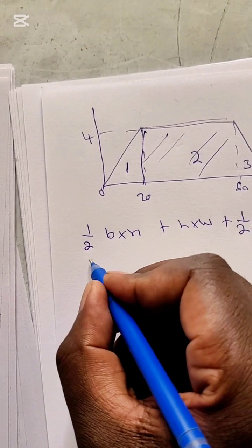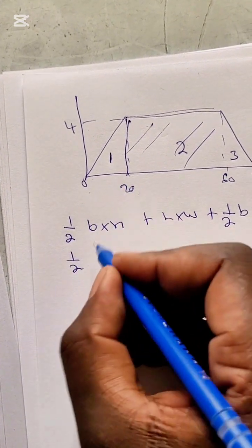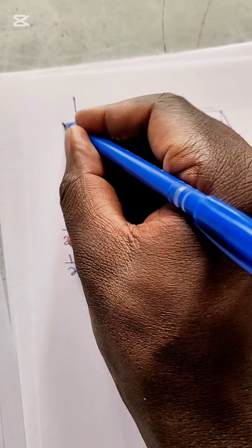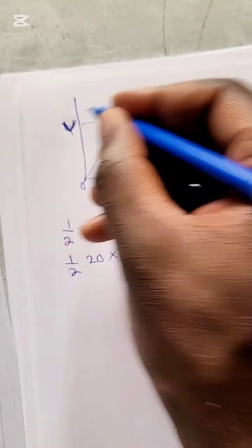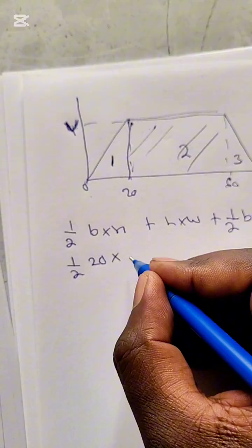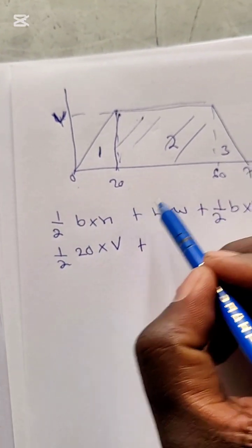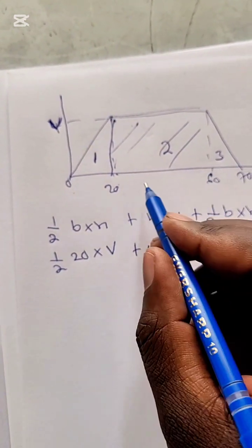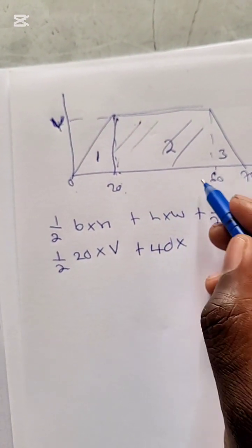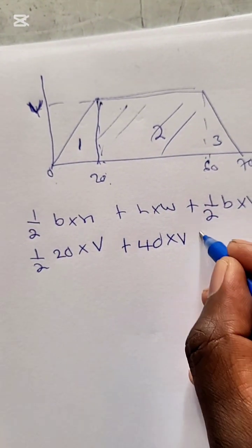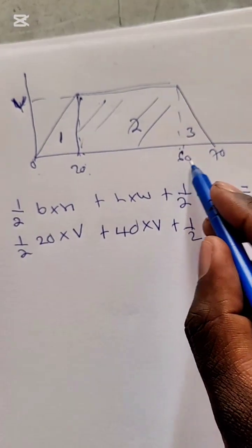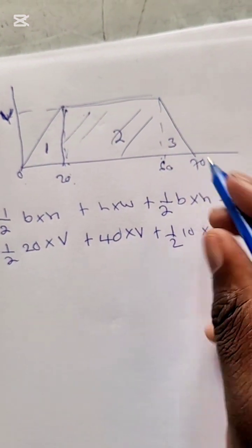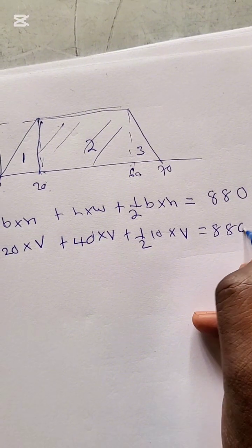Okay, so half base, 0 to 20, that's 20, times height. We're given that the height is V. So from this point to this point is V, plus the length from this side to this side, that's 40, which is 60 minus 20, multiplied by V. Plus half base, 60 to 70, that's 10 seconds, times V, that is our height, equals 880.